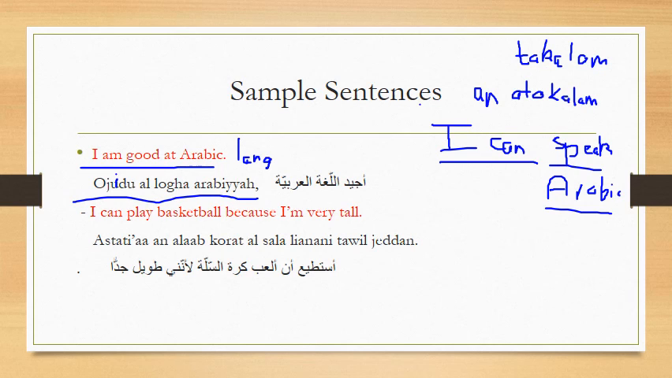Let's negate the sentence. Let's say I can't speak Arabic or I am not good at Arabic. Either you say لا أجيد اللغة العربية or you can say لا أستطيع أن أتكلم العربية.